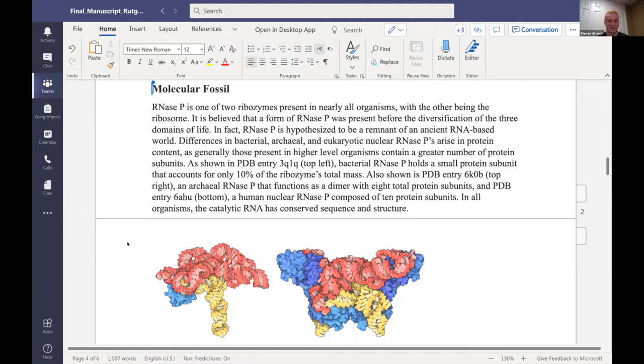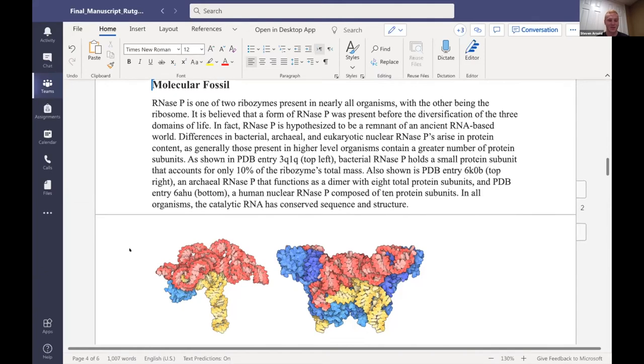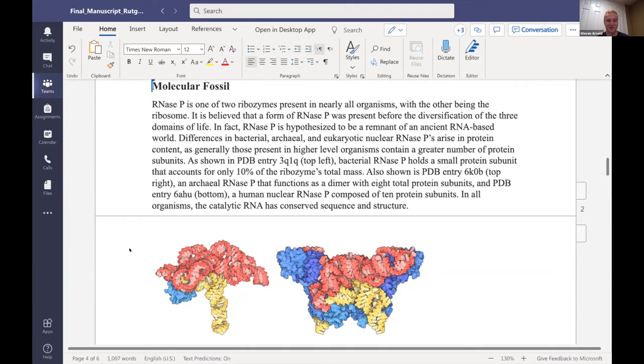Differences in bacterial, archaeal, and eukaryotic nuclear RNase Ps arise in protein content, as generally those present in higher level organisms contain a greater number of protein subunits. As shown in PDB entry 3Q1Q, top left, bacterial RNase P holds a small protein subunit that accounts for only 10% of the ribozyme's total mass. Also shown are PDB entry 6K0B, top right, an archaeal RNase P that functions as a dimer with 8 total protein subunits, and PDB entry 6AHU, bottom, a human nuclear RNase P composed of 10 protein subunits.